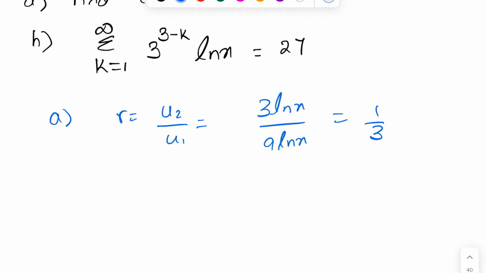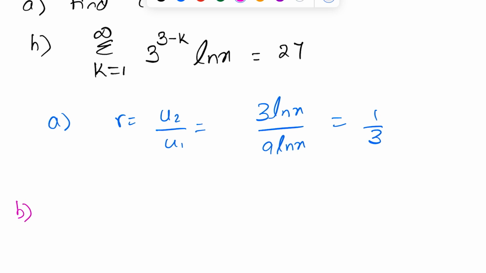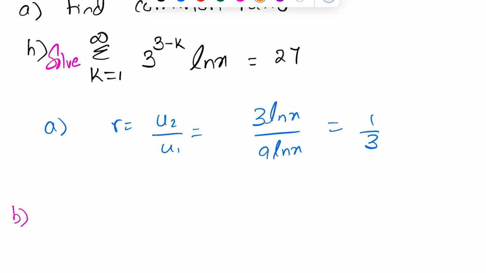Then in part B, what is being asked? Sigma k equals 1 to infinity of 3 to the power of 3 minus k, ln x equals 27. And we have to solve this equation. So how should I be able to solve this one? So this is a series. So first plug in k equals 1. If I plug in k equals 1, I get the first term.